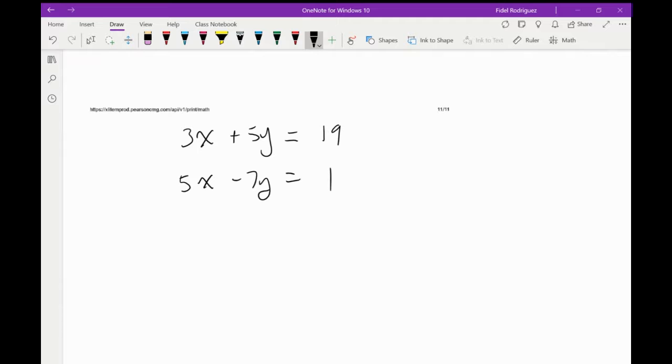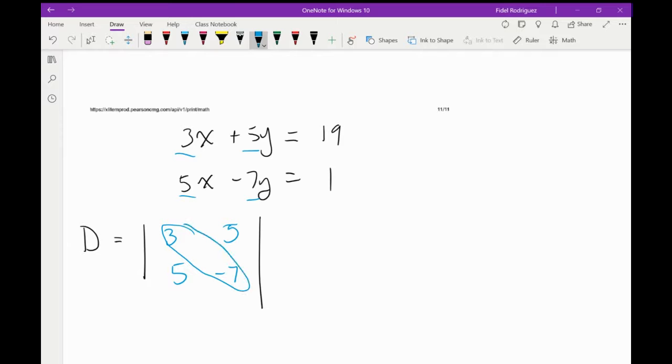So yeah, let's go ahead and do this one here. So remember, we're going to find the D determinant. We're going to use these here. So I'm going to leave this as 3 and 5 and 5 and a -7. And we're going to go ahead and multiply along the diagonal. So 3 times -7 gives me a -21, minus, multiply those numbers there, 5 times 5 is 25. So that should be -46.